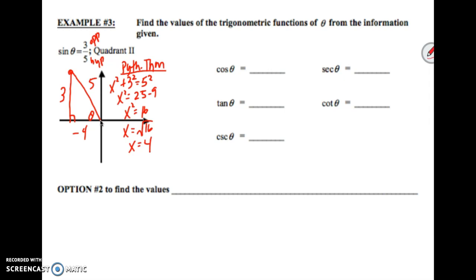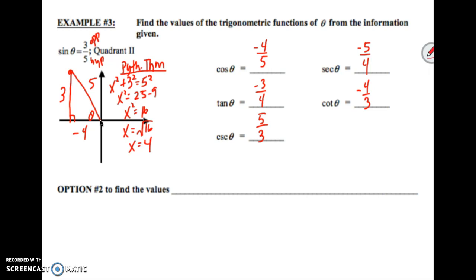So now, to find the rest of our trig functions, cosine we know is adjacent over hypotenuse, so negative 4 over 5. Secant is just the reciprocal of cosine, so it's negative 5 over 4. And it doesn't matter whether the negative is on top or bottom, still multiplying by negative 1. Tangent of theta is opposite over adjacent, so negative 3 over 4. And cotangent is just the reciprocal of that, so negative 4/3. And then cosecant is just the reciprocal of sine. Since we're given sine is 3/5, cosecant of theta is just 5/3.